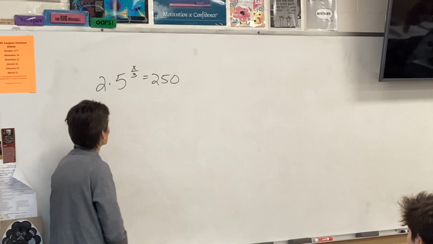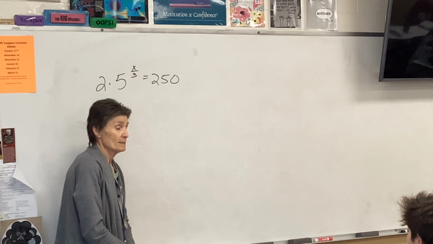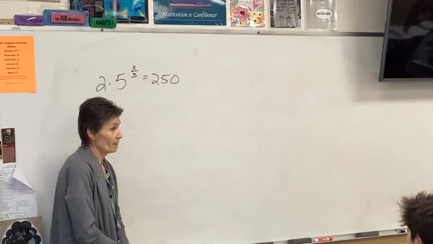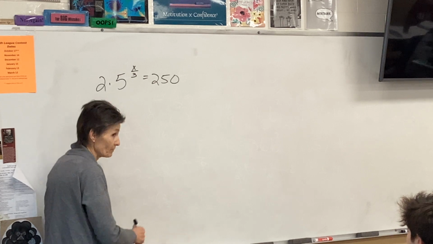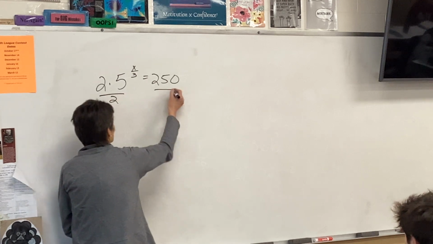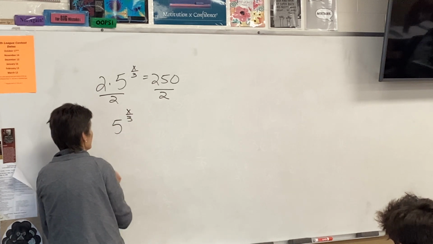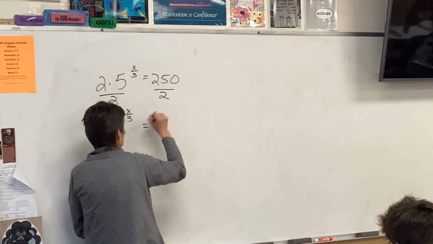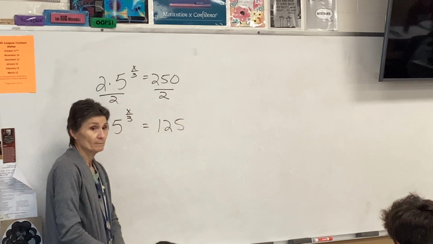We did a couple like this the other day. Does anybody have a thought about how we would start this problem? We divide the 2. I would definitely divide by 2. So 5 to the x over 3 equals 250 divided by 2, which is 125.